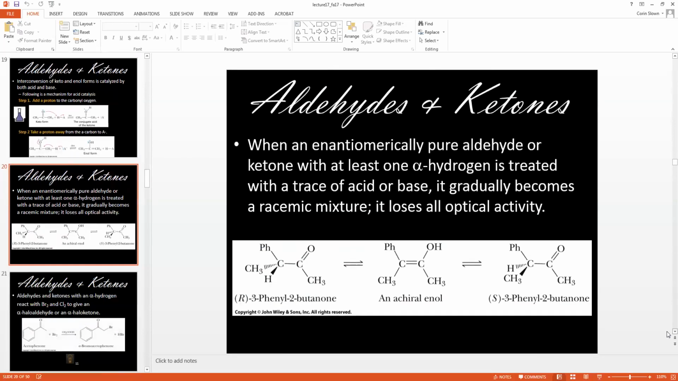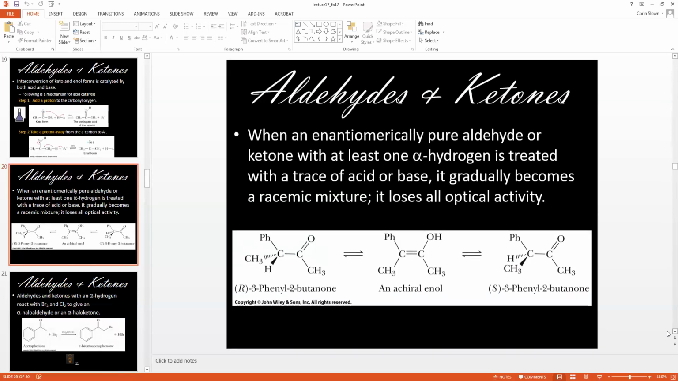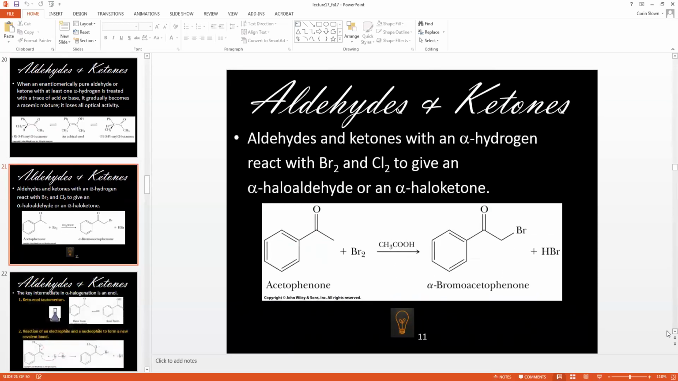It's important to think about this because an enantiomerically pure aldehyde or ketone with at least 1 alpha hydrogen can be treated with a trace of acid or base. It will gradually become a racemic mixture and lose all optical activity. So it's really important that we protect ketones and aldehydes from exposure to acid or base unless we want to lose that stereochemistry.